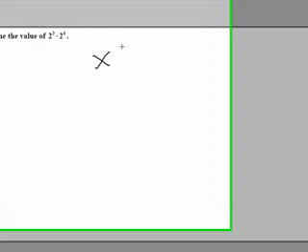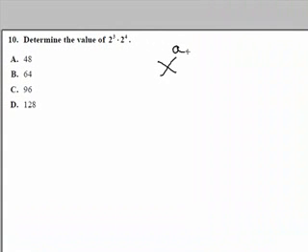And number 10, rules of exponents again. If you're multiplying with like bases, the rule says keep the base the same and add the exponents. So with that rule right there, you should be able to find out what the answer to number 10 is.